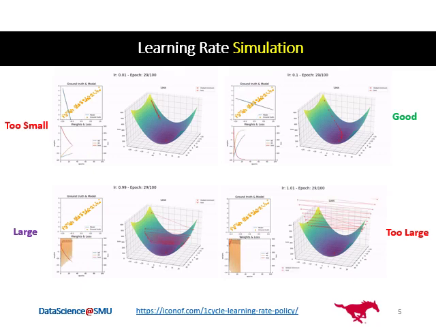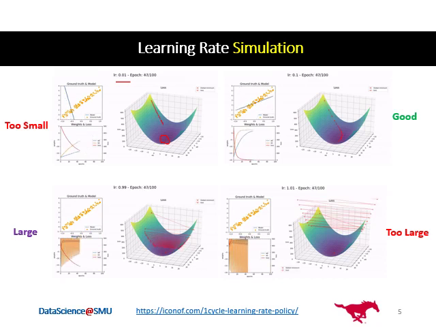In the first case, we have a learning rate of 0.01, which is rather small for this case. And you can see that even though the algorithm is converging towards the global minima marked by this x, the algorithm is taking a long time to do that. There are several iterations that the algorithm is taking.